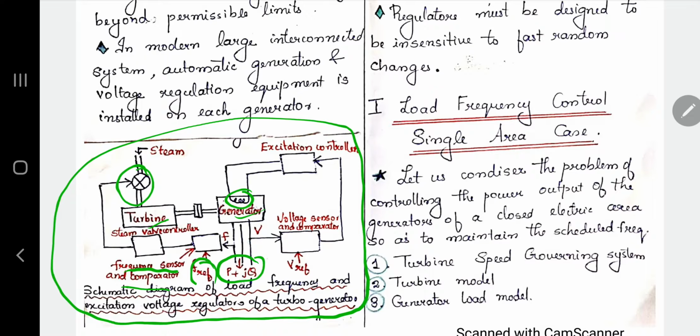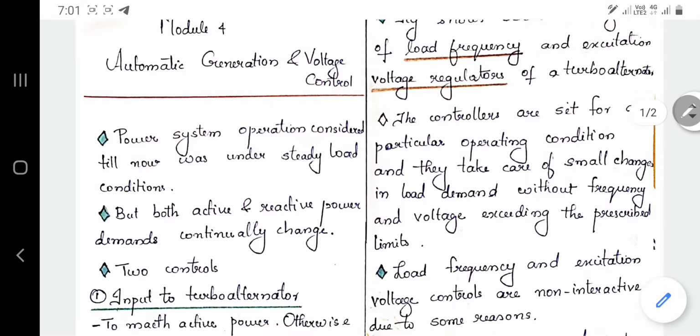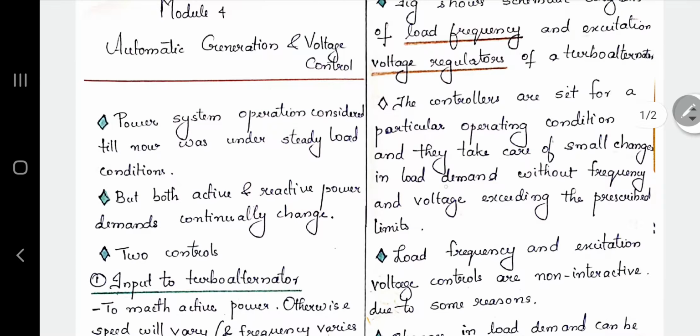Similarly, how is the voltage controller doing its work? The voltage of the load is given to a voltage sensor and a comparator, and this is again given to an excitation controller where the excitation is being controlled. If there is any change in the voltage, the compared value produces a signal, and this is given to the excitation coil, by which it can increase or decrease the excitation, thereby controlling the voltage. So the voltage as well as the frequency is being controlled using two different feedback loops. The figure shows the load frequency and excitation voltage regulators of a turbo alternator.